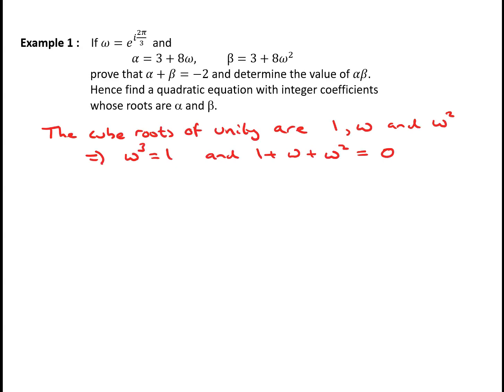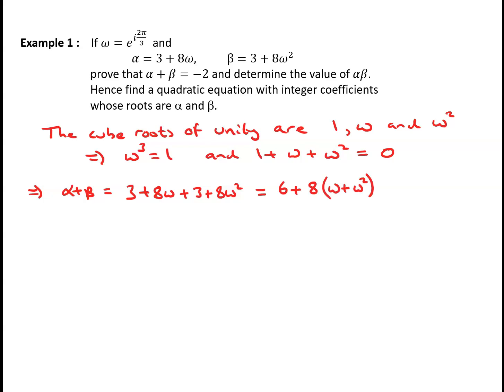Well, the cube roots of unity are 1, omega, and omega squared. So we certainly know that omega cubed is equal to 1. And we also know that 1 plus omega plus omega squared is equal to 0.